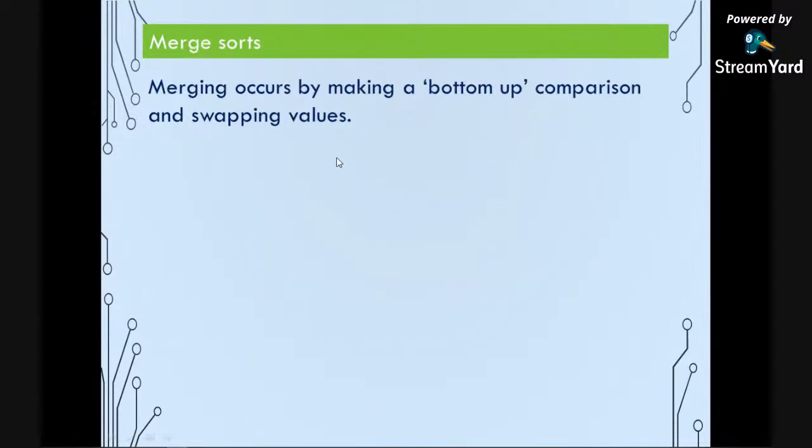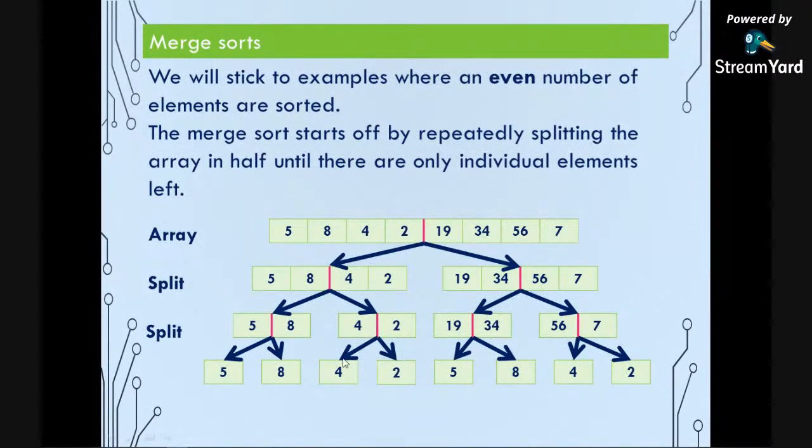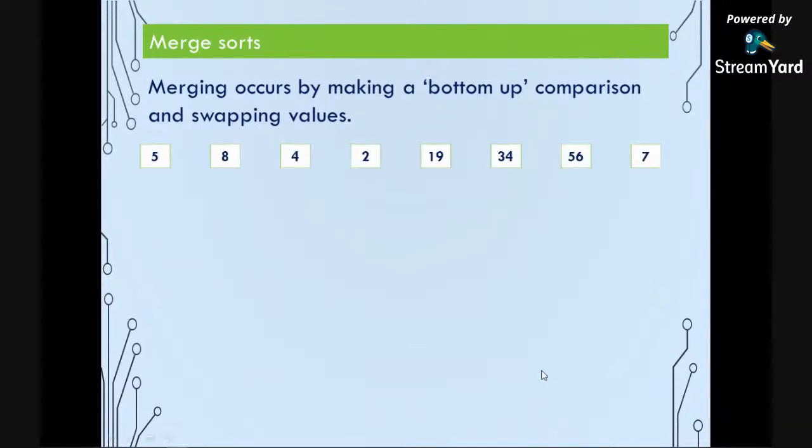Then what we're going to do is compare those values that we just had. So we've got 5, 8, 4, 2, 5, 8, 4, and 2. Oh, that's not correct. That should have been 19, 34, 56, and 7. That's just my bad in terms of copying over values. But we've got our different 5, 8, 4, 2, 19, 34, 56, 7. These are individual lists now.